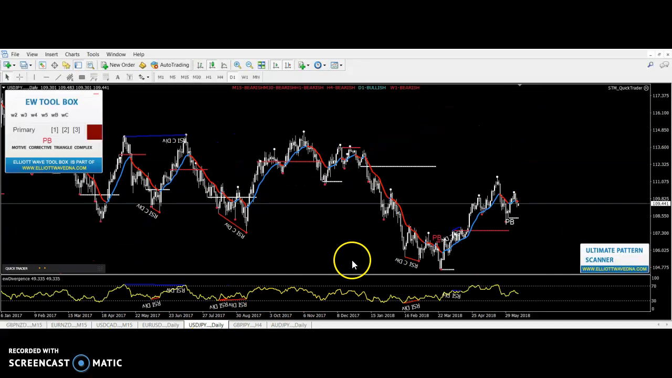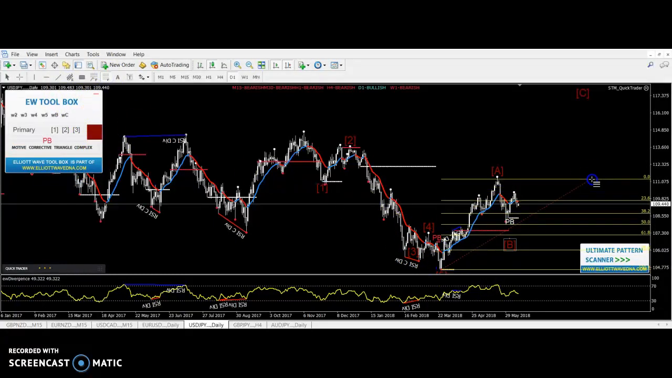Heading over to the USD Japanese yen. This one's also a bit clear here, so taking a look, we see a bit of a motive phase of 1, 2, 3, 4, 5, followed by a push up for A, B, and then we should be seeing a C. Now the B pullback I don't think is complete yet. Taking a look at the B pullback, it ended at a 50, so it should be pushing up.